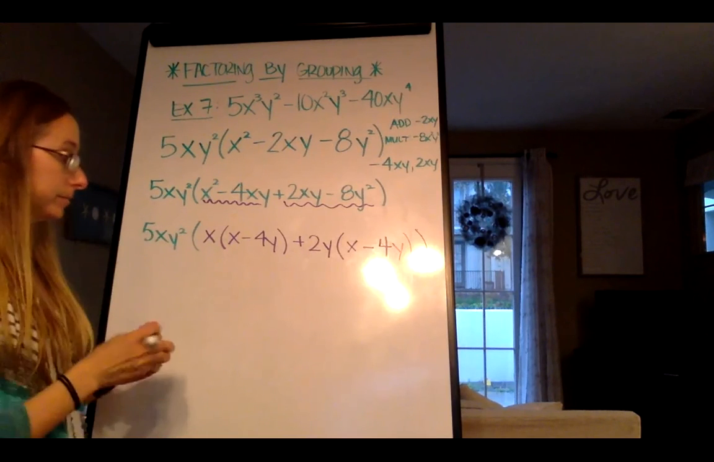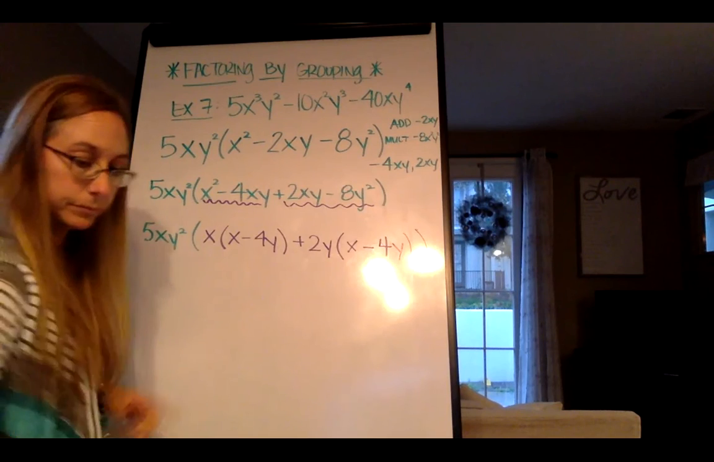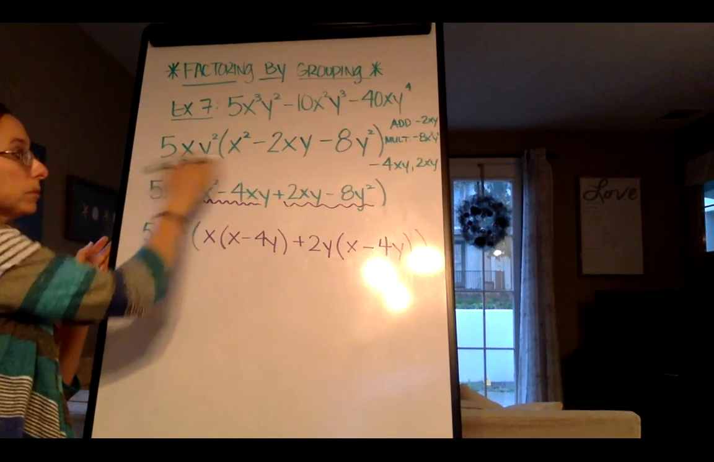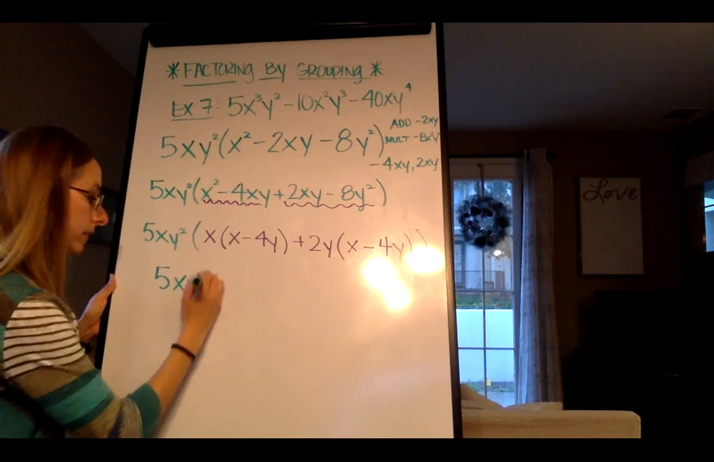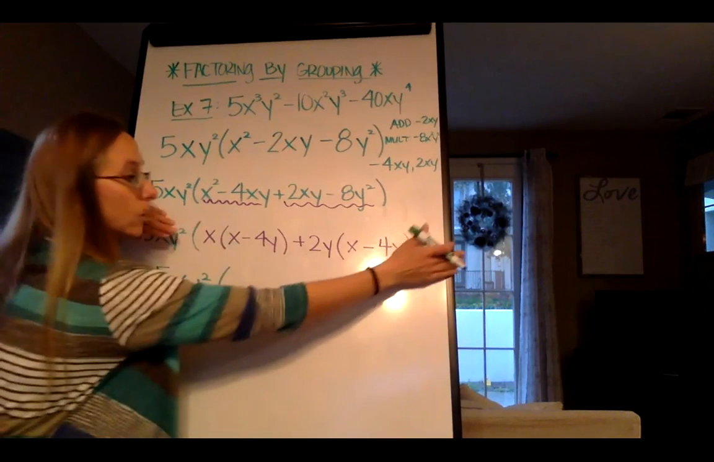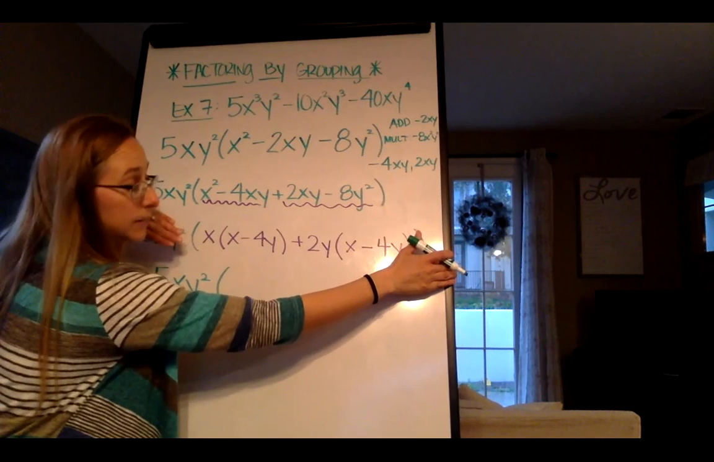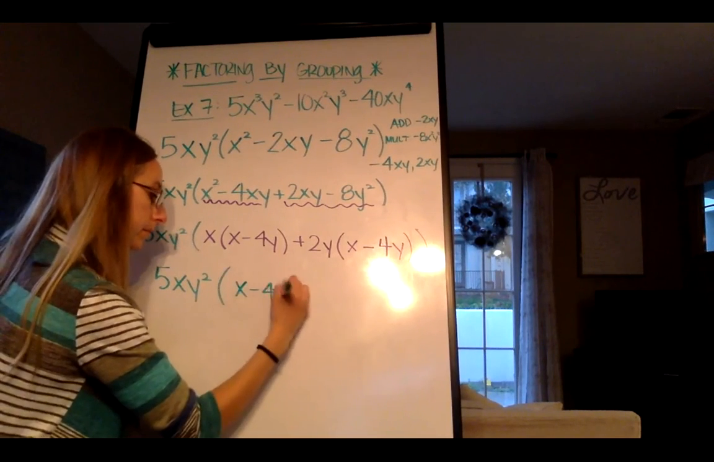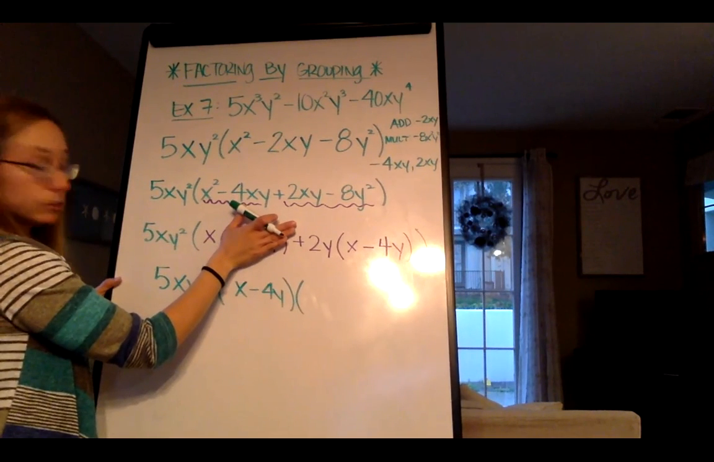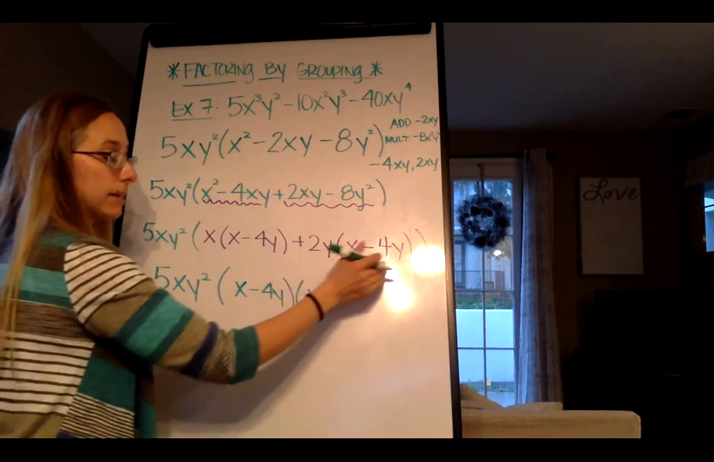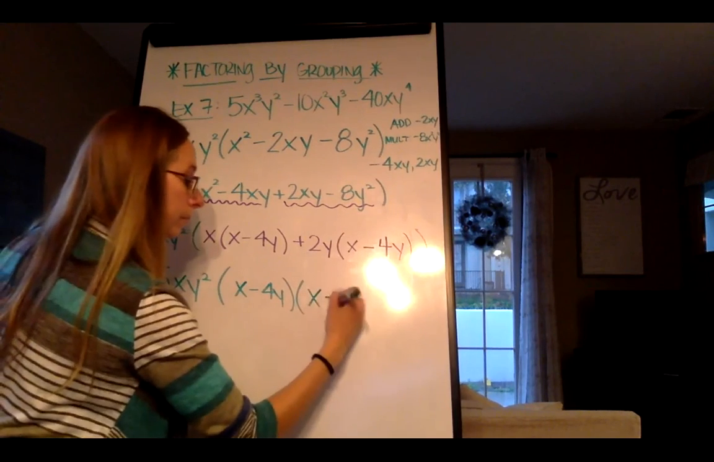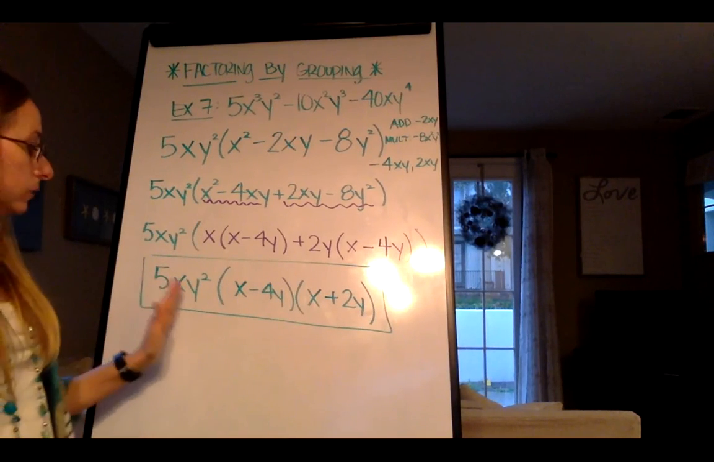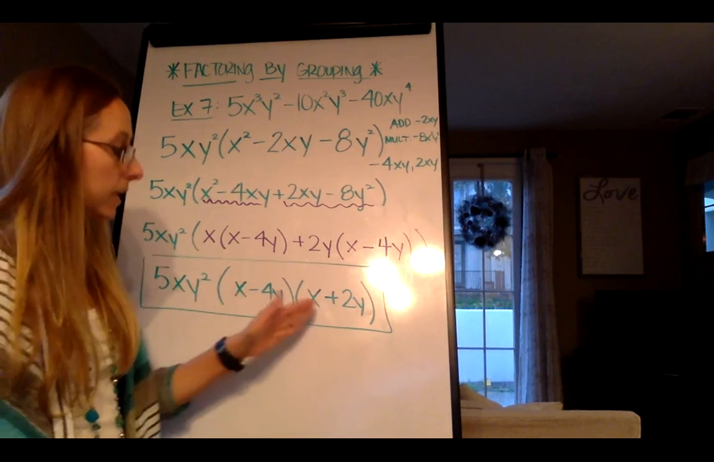So now, looking at it as a whole, 5xy squared, again, that just comes along for the ride because it's multiplied on the outside at each step. Now looking at just the purple as a whole: x times x minus 4y plus 2y times x minus 4y. They both have in common that x minus 4y. So factor it out. Factoring x minus 4y from the first group, you're left over with x. From the second group, you're left over with 2y. Ultimately we end up with 5xy squared times x minus 4y times x plus 2y.